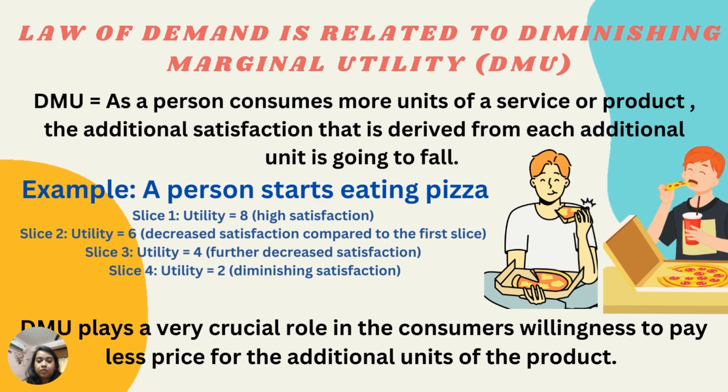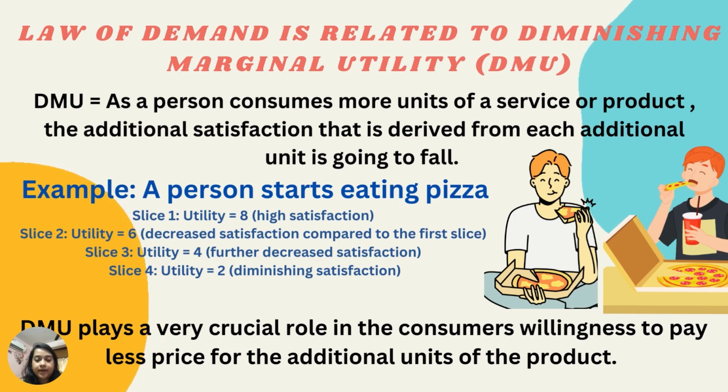So this is what the diminishing marginal utility states. What does it state? That when a person consumes more units of a product, the satisfaction derived from the additional units tends to fall. That is the diminishing marginal utility. Here, the unit is the slices of pizza you are having each time. So the first slice will give you more utility, and as you eat more pizza, your utility from it will fall.